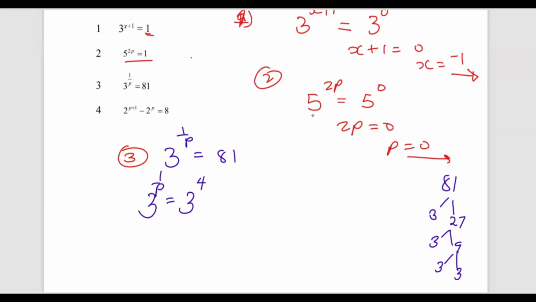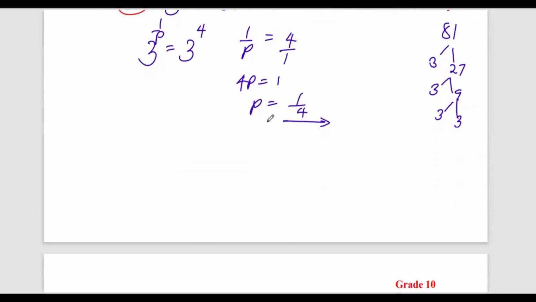Let's kill the bases, which means 1 over p is the same as 4. We need p to be a numerator. Let's crisscross. So 4p is 1, and then p is going to become a quarter. So p is a quarter, and that is our answer.